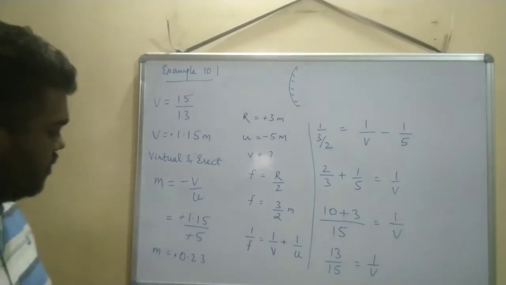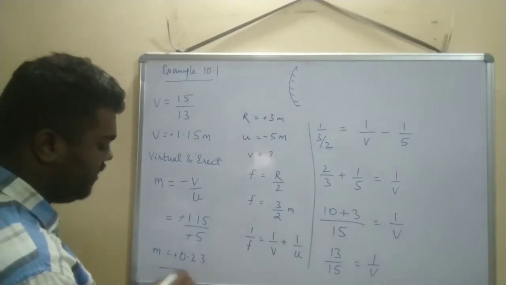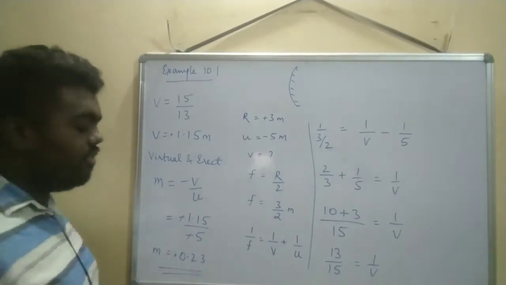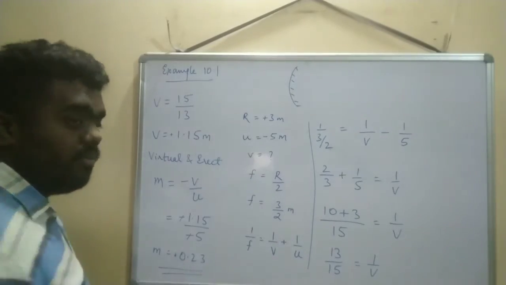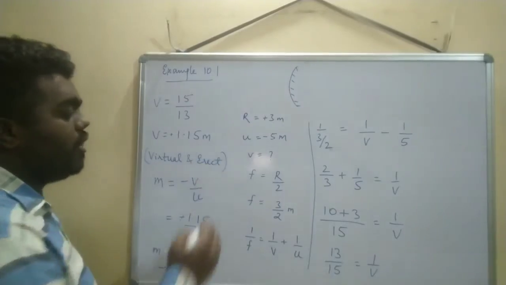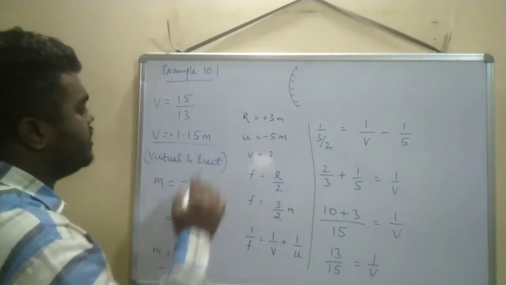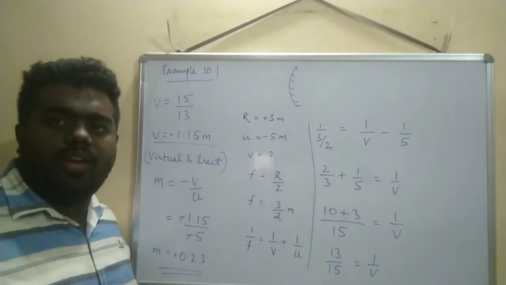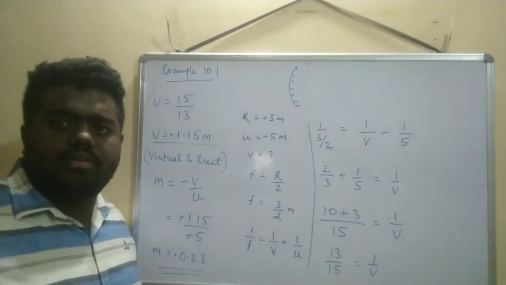So this is the magnification, which means the size of the image will be known from this. The nature is virtual and erect, and the position of the image is 1.15. Fine. If you have any doubt, you can write in the comment box.